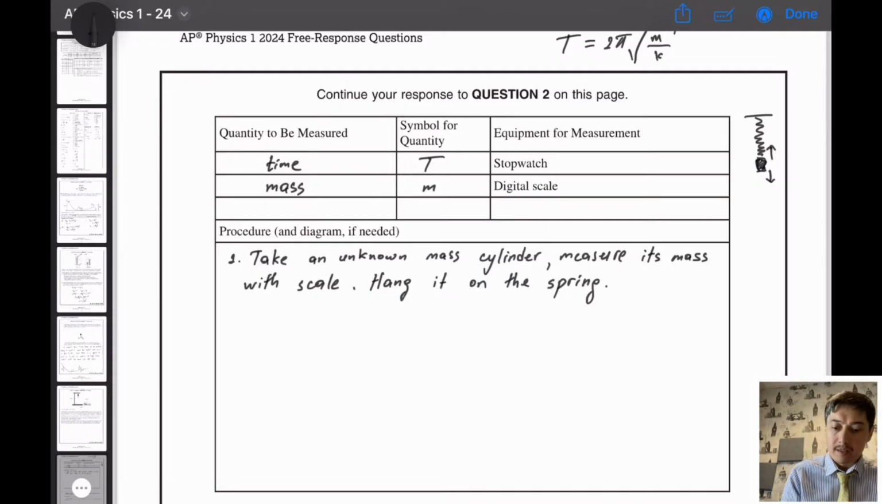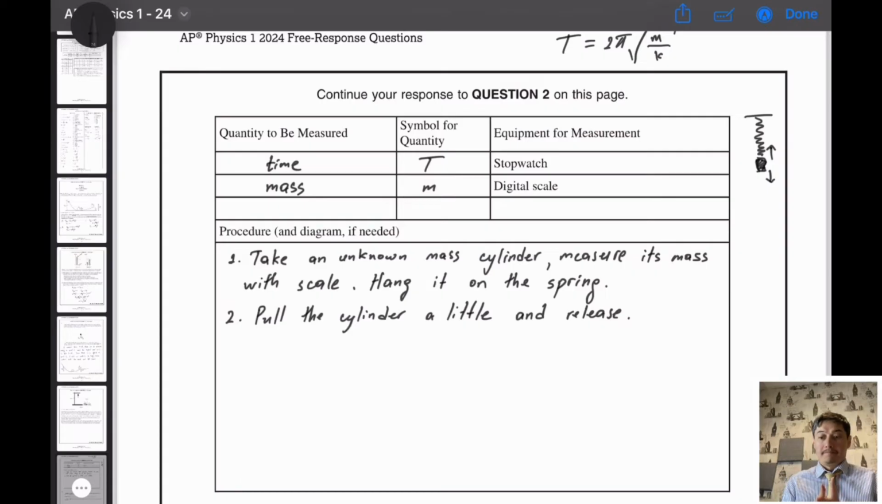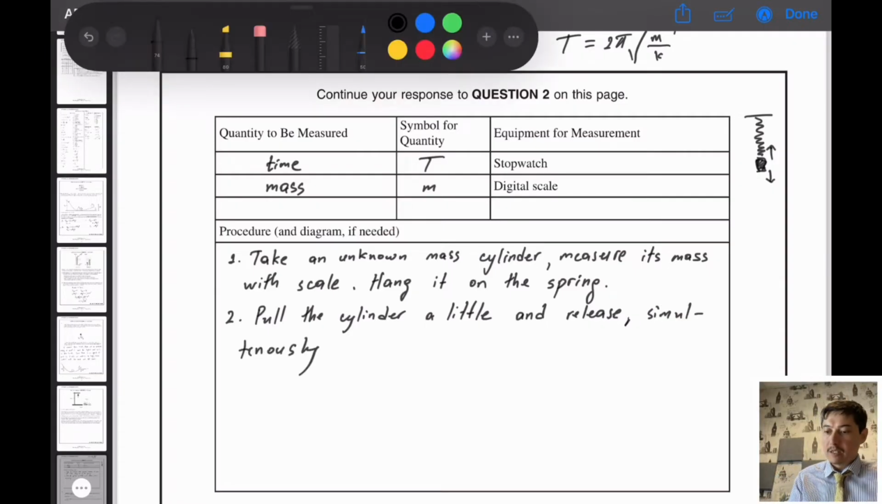Now, second part, there must be action. The action here is pull the cylinder a little bit and release. But at the same time, start the stopwatch simultaneously. Here, it is very hard to measure one oscillation.